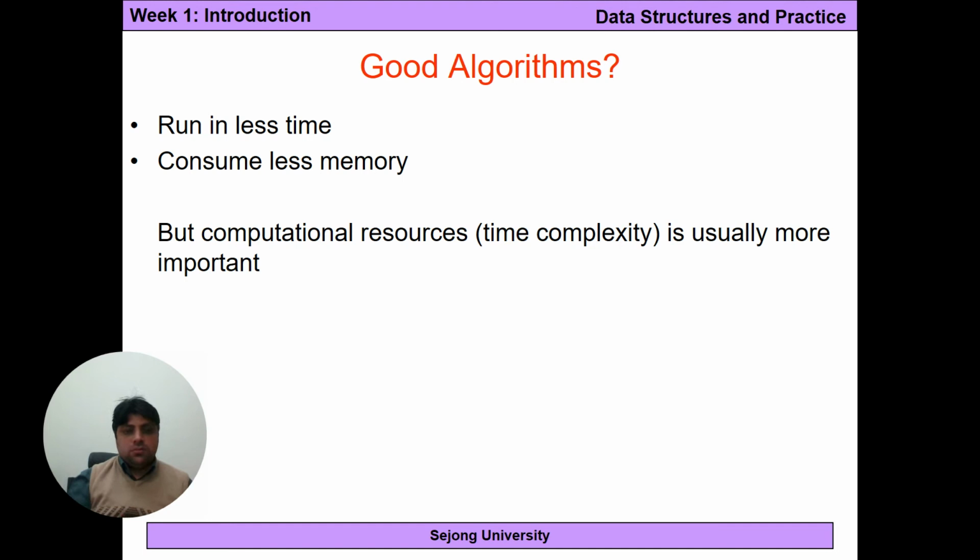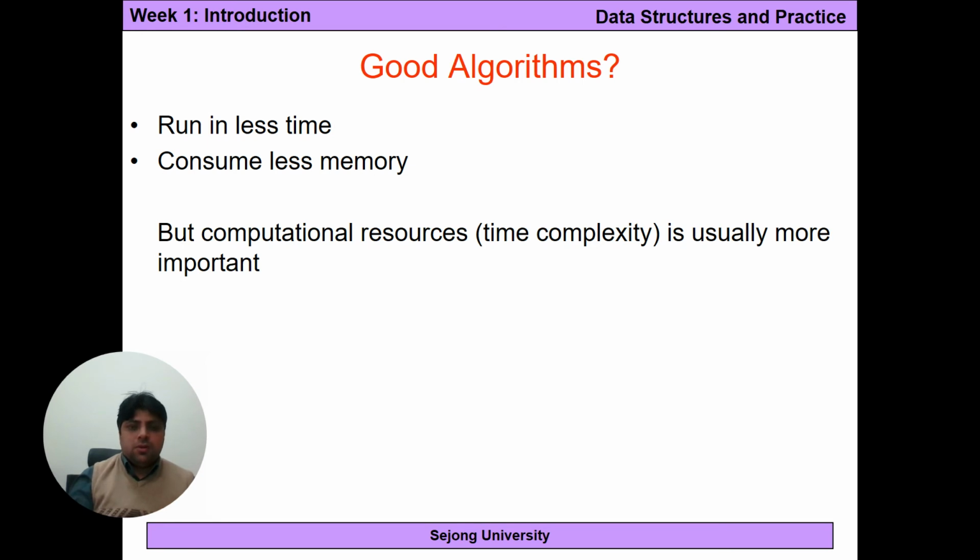So again, what is the criteria for good algorithms? Run in less time, consume less memory. Out of which is most important? Either the time is important or the memory is important. What do you think? Think for a while. The answer is written on the slide, but as you know, time is the most important thing in our life, or everywhere.